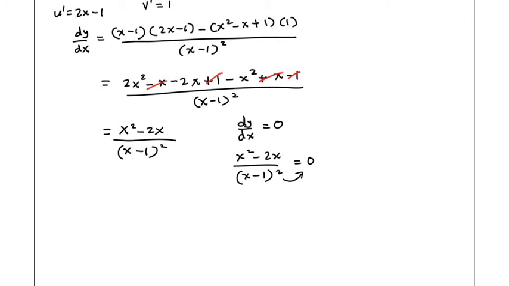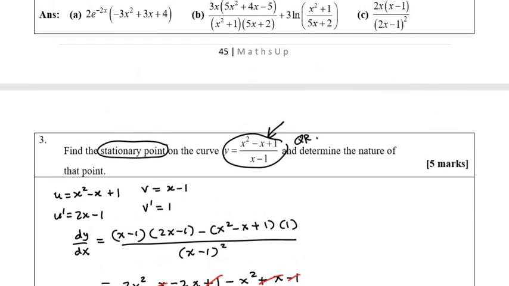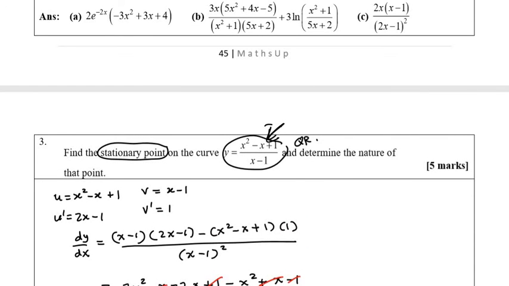And then I'm going to cross multiply. Now we have x squared minus 2x equals 0. And then let's factorize x. So x(x minus 2). So x equals 0 and x equals 2 are the critical numbers. And then we have to find the critical value of y by substituting the value of x into this function.